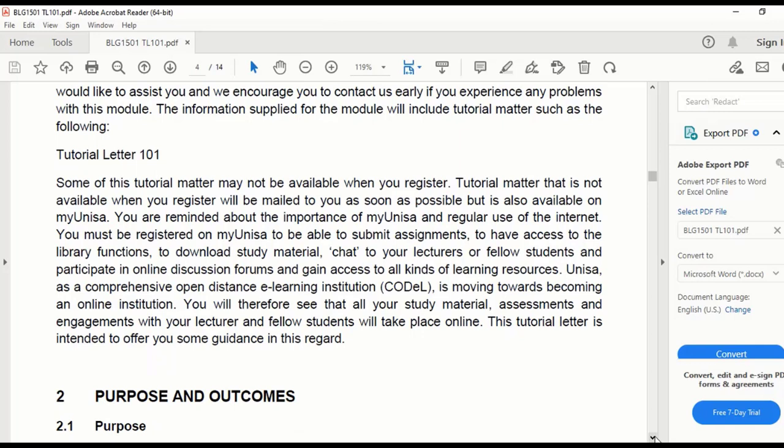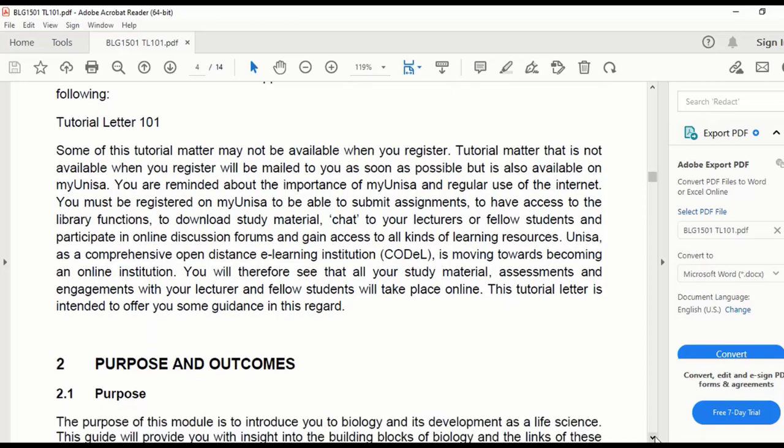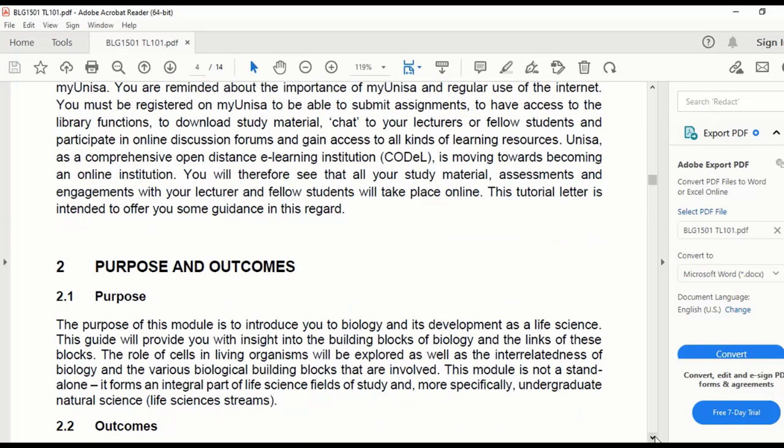Some of this tutorial material may not be available when you register, but you need to familiarize yourself with it. I am hoping that all of you have this, if I'm correct.